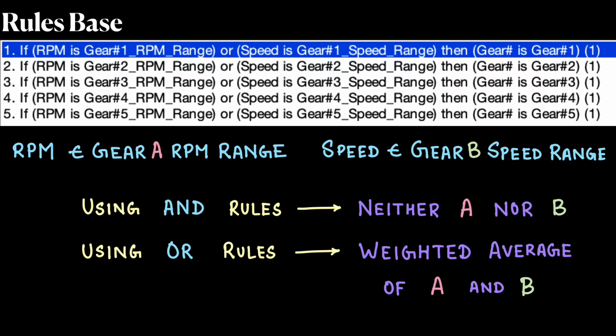In real life too, during such a scenario, we would be confused whether to choose gear A or B. And this confusion is addressed by the Fuzzy Inference System using the OR rules.